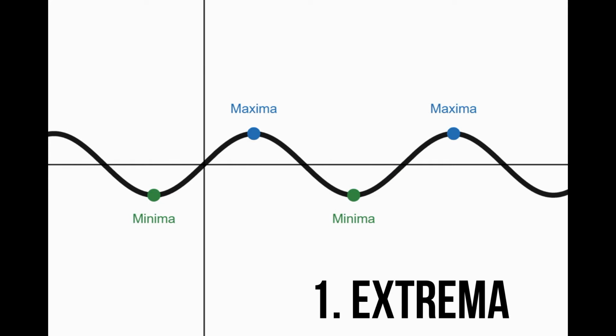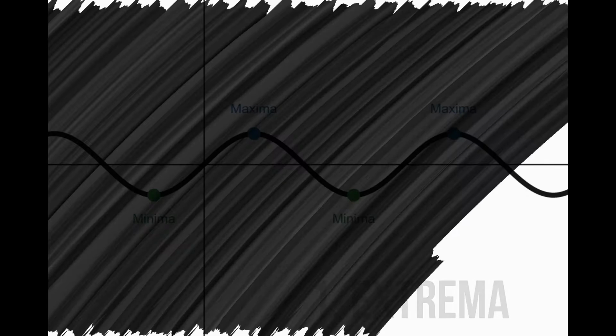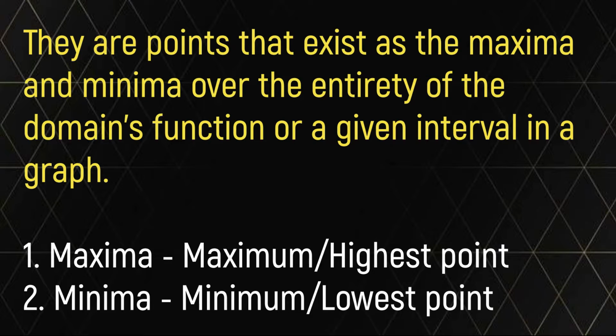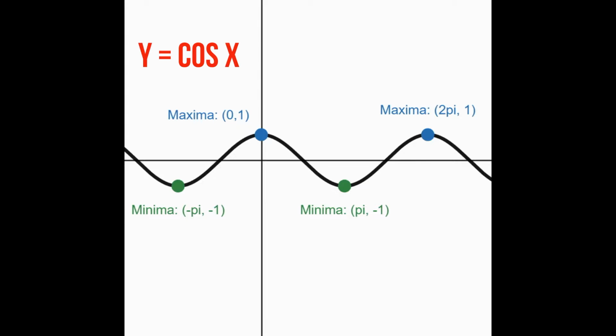Number 1. Extrema. Extrema are points that exist as the maxima and minima over the entirety of the domain's function, or a given interval in a graph. The first one is called maxima, which is the maximum or highest point, and the second one is called minima, which is the minimum or lowest point. For example, y equals cos x. As you can see, based on this graph, it has a maxima and a minima.